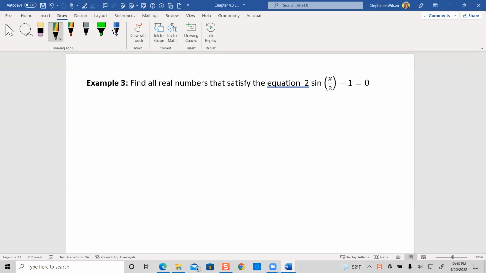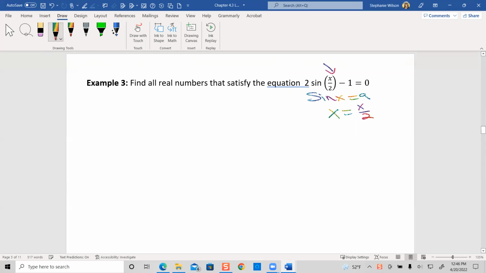All right, so let's do number 3. Note we want to get the equations to where we have sine of x is equal to a, and we can determine what it is. And in this case here, we got sine of x half.